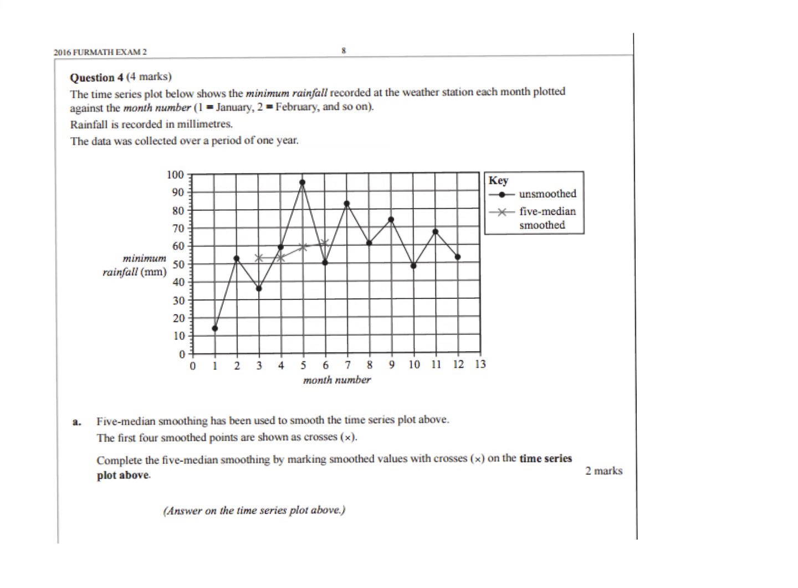So here it says question 4. The time series plot shows the minimum rainfall at a weather station each month plotted against the month number. So month 1 was January. Okay, the 5 median smoothing has been used to smooth the series. The first 4 points are shown in crosses. Now it says complete it using a cross on the time series. So you have to finish it.